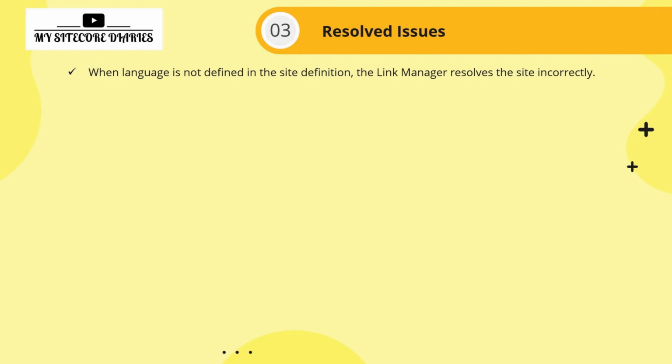When the language is not defined in the site definition, the link manager resolves the site incorrectly. When you define the site, you must be adding a site definition file. In the site definition file, if you have not provided the language, the link manager was not able to resolve the site.